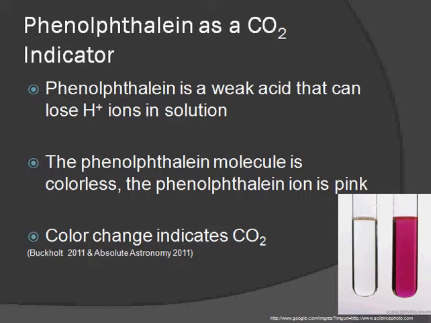Phenolphthalein is a weak acid that can lose hydrogen ions in solution. The phenolphthalein molecule is colorless, while the phenolphthalein ion is pink. When a base is added to phenolphthalein, such as ammonia, the acid is deprotonated, resulting in ionization and the visible characteristic pink color, which is an indication of the presence of carbon dioxide.